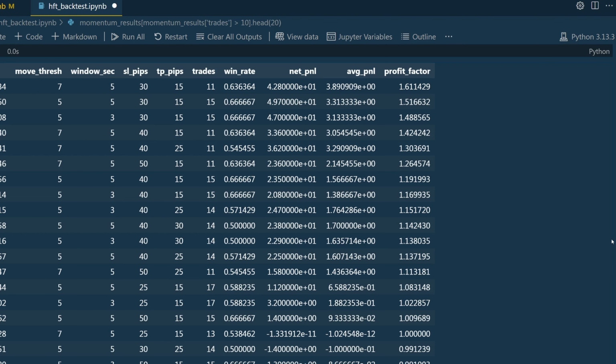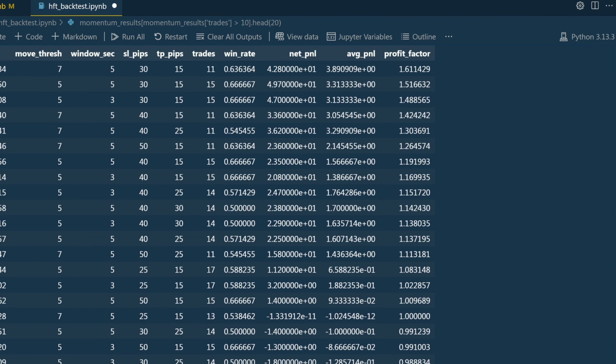But now, because the bot had run for a full day, I had some data. So I ran my backtest on the pound dollar and the dollar yen to find the best configuration of all of those parameters: the size of the move, the time window, as well as the stop loss and take profit.